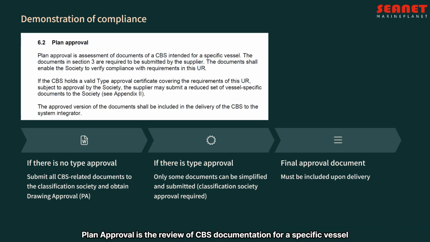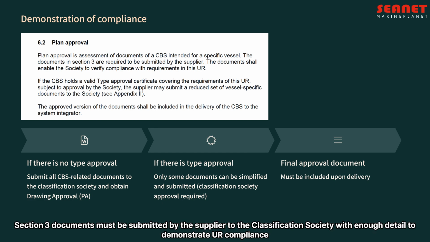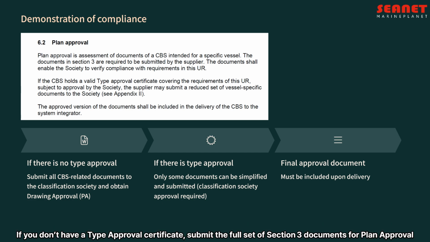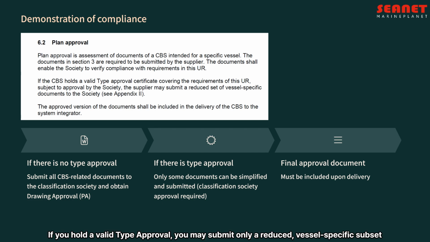Plan approval is the review of CBS documentation for a specific vessel. Section 3 documents must be submitted by the supplier to the Classification Society with enough detail to demonstrate UR compliance. If you don't have a type approval certificate, submit the full set of Section 3 documents for plan approval. If you hold a valid type approval, you may submit only a reduced vessel-specific subset. The final approved documents must accompany the CBS when it's delivered.